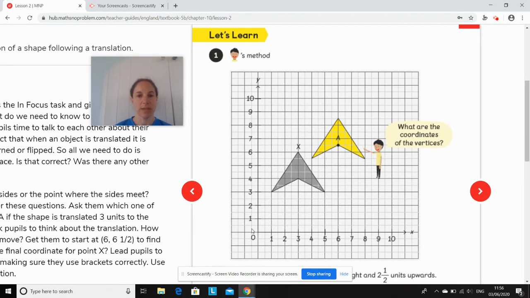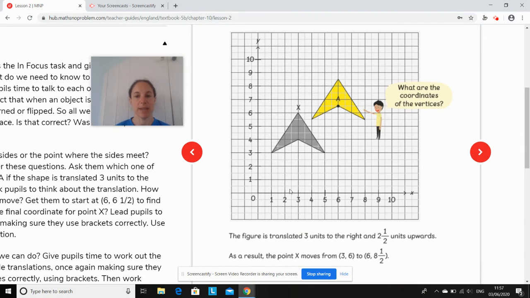So in the examples that I've given you, they're moving this shape here, shape X, and they're moving it over here to A. But actually it's the same shape. They've moved it, or translated it, just over here. It's the same shape and the same size, but it's just moved over. And actually this boy here has moved it 3 units to the right and 2.5 units upwards, which it says here.